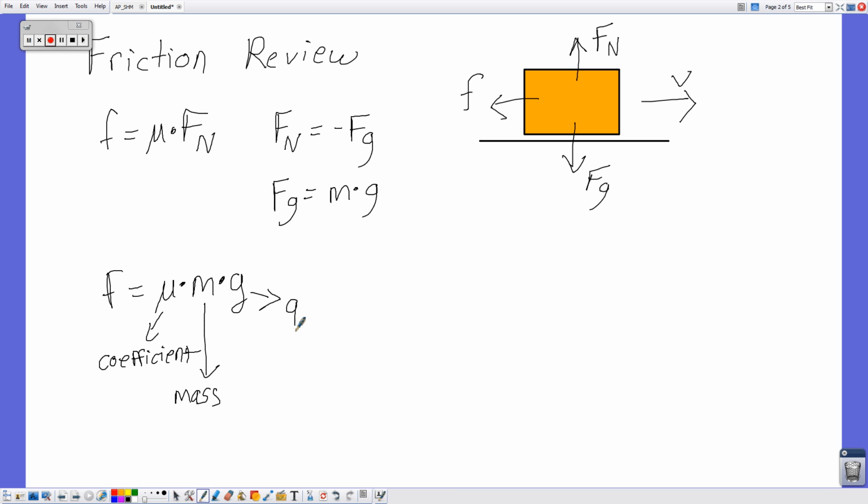And this is going to be positive 9.8. Now it's negative 9.8 here. But then look at here. We made it opposite that. So the opposite of negative is positive. Positive. All right. That's important. You're going to want to highlight that or something, so you remember how important it is.